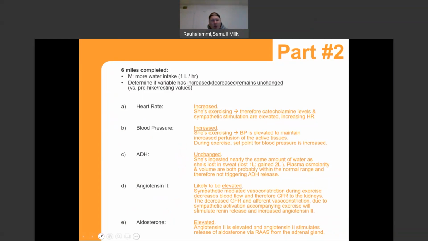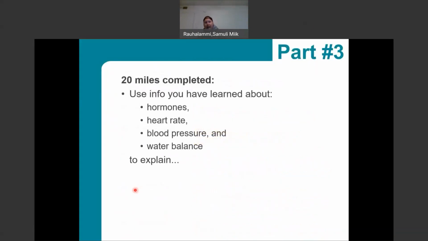And for the angiotensin 2 and aldosterone, we're expecting both to be likely elevated. And again, remember this interaction between the two. So full story, I provided it there for you in hopes that you might find it helpful.